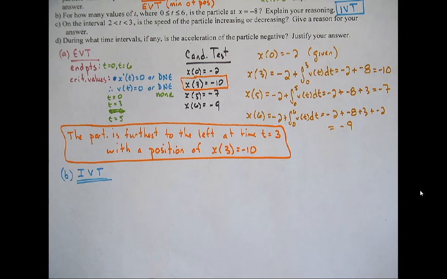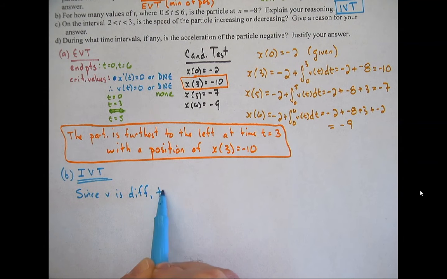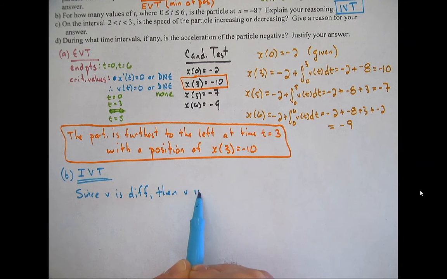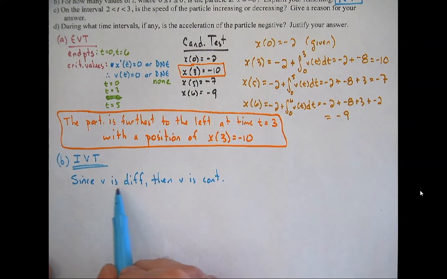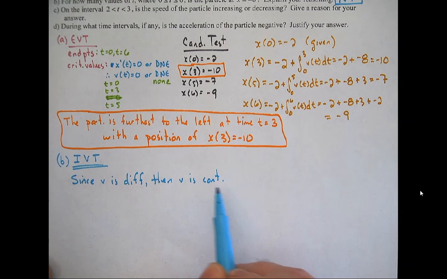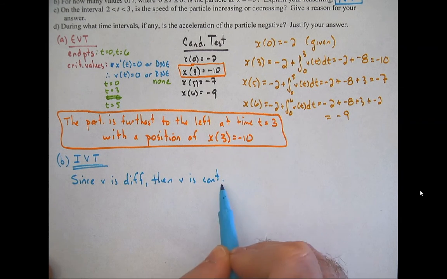Everybody should be able to get the first part of the intermediate value theorem. Since v is differentiable, then v is continuous. Remember, we have to prove continuity in the intermediate value theorem. We don't have to prove differentiability. We have to prove continuity. But we know differentiability, therefore we're continuous.